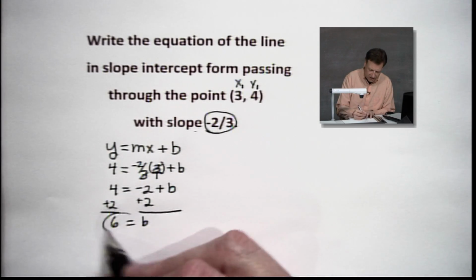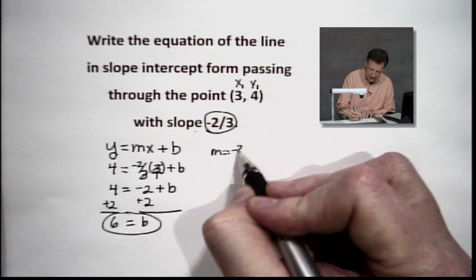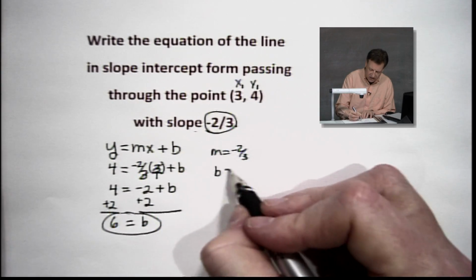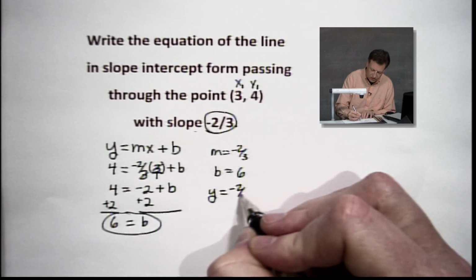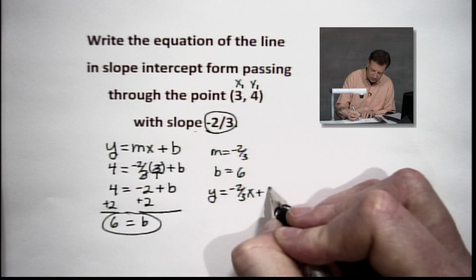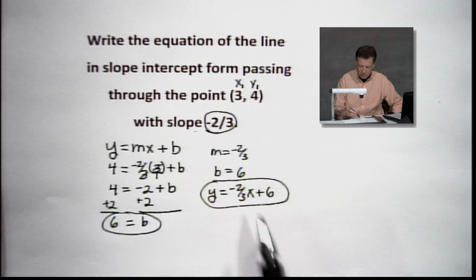What is our b value here? So we've got m equaling negative 2/3. Our b value equals 6. Folks, that gives us y equals negative 2/3 x plus 6. So there's a little different option this time, all right? But that's where we go.